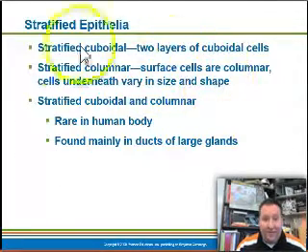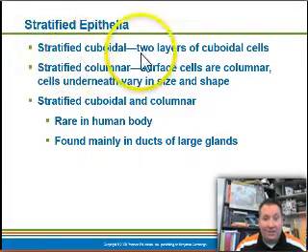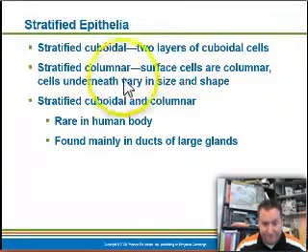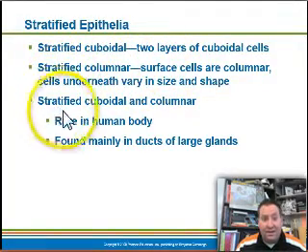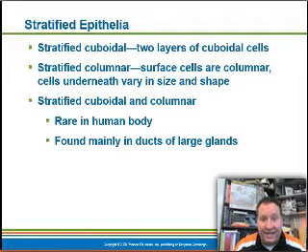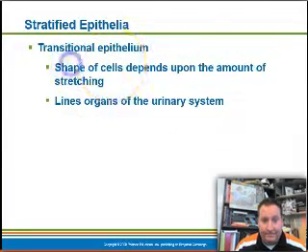The other ones that we have are stratified cuboidal, which is just two layers of cuboidal cells, and stratified columnar. They're extremely rare in the human body. You don't see them in too many locations. Most of the time we find these in relatively large glands of the body, which are going to secrete some particular type of product. But stratified cuboidal and stratified columnar are really rare, and we don't see them all that often.